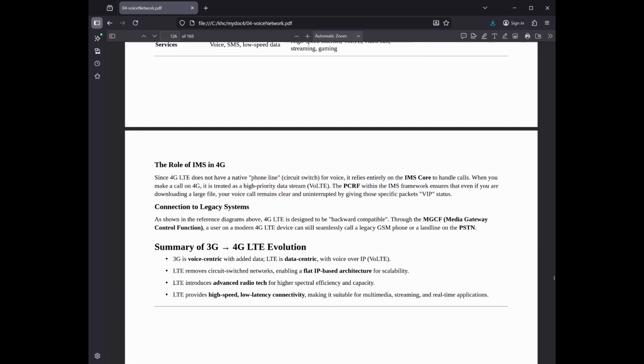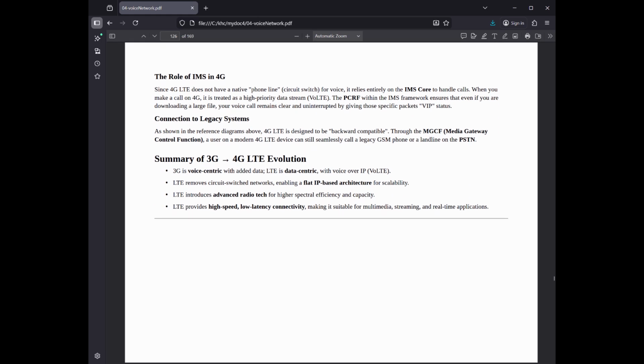The role of IMS in 4G. Since 4G LTE does not have a native phone line, or circuit switch, for voice, it relies entirely on the IMS core to handle calls. When you make a call on 4G, it is treated as a high-priority data stream, VoLTE. The PCRF within the IMS framework ensures that even if you are downloading a large file, your voice call remains clear and uninterrupted by giving those specific packets VIP status.